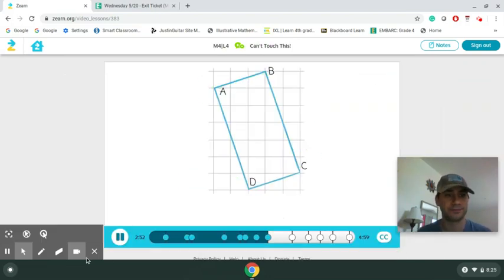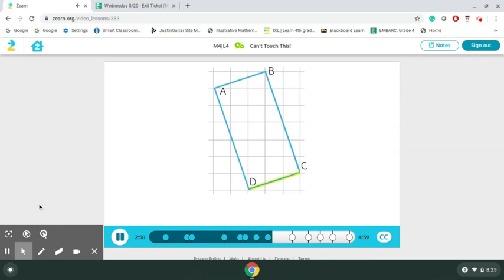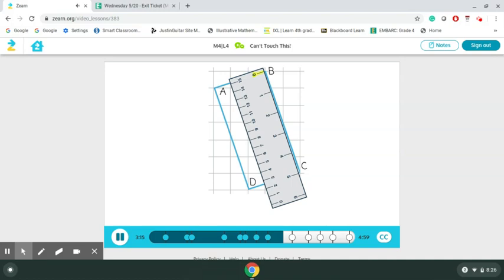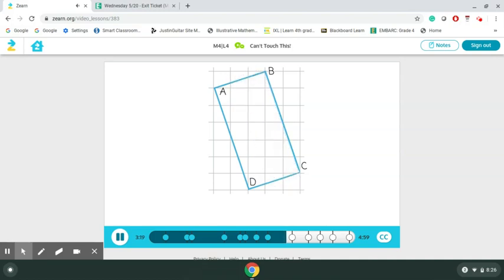Great job. Lucas, do you see a segment that's parallel to AB? Yes. Segment CD. Let's check to make sure the segments are parallel. I can measure the distance between segment AB and CD at each endpoint and make sure they're the same. It's 5 inches from point A to point D and 5 inches from point B to point C. So we know segment AB is parallel to segment CD.